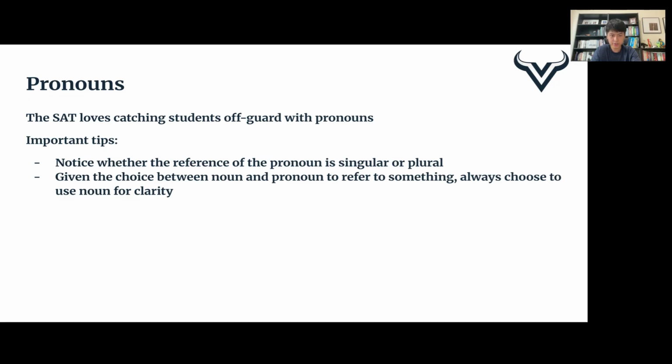The two must match. Also, given the choice between a noun and a pronoun to refer to something mentioned in the text, always choose to use the noun for clarity. This is very commonly tested. If they give you a choice, for example, to use either a person's name or just to use him, always choose the name because that clearly indicates what it is referring to, while the pronoun may not be that clear, and the pronoun does not give an exact idea of what it's referring to. So in these cases, always choose the noun.